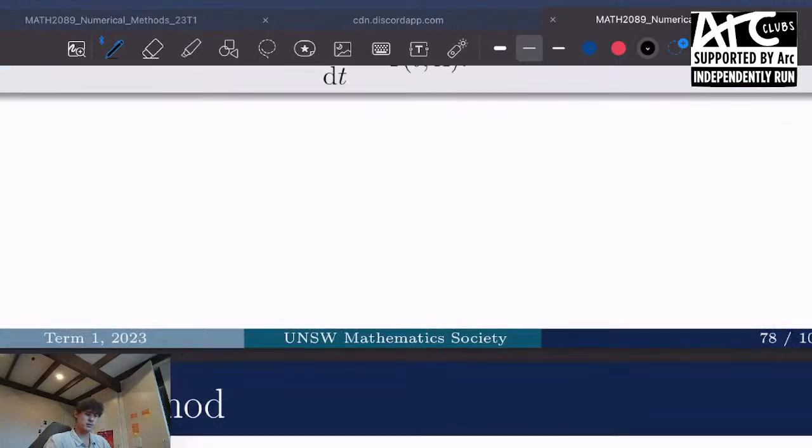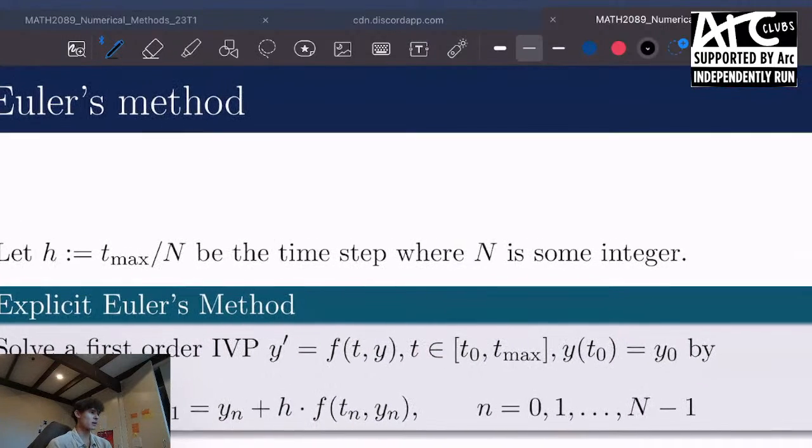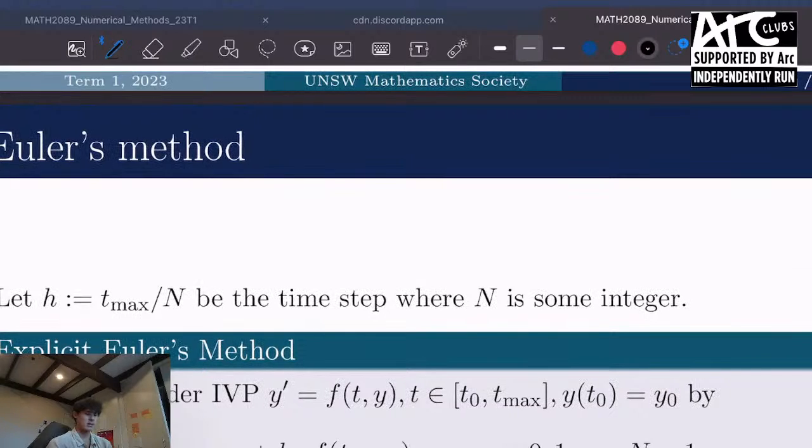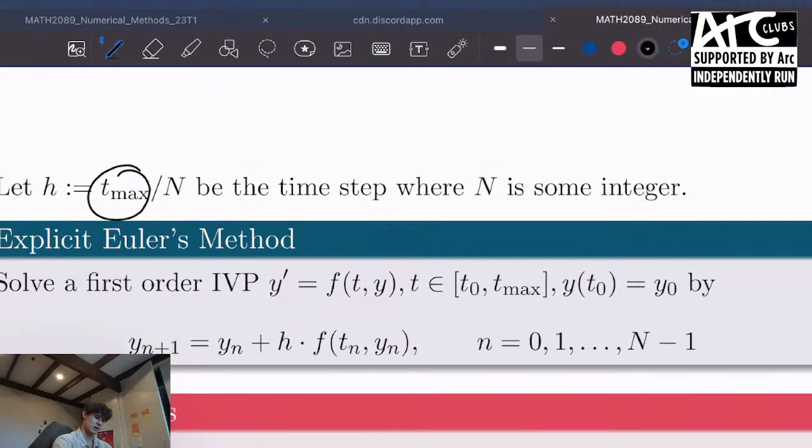Now let's look at some numerical methods actually used to solve ODEs. The first one, and the most commonly used, is Euler's method, and it's also the easiest to implement. So let h be the total time, or the final time. Remember, we're looking at some interval t0 to t max.